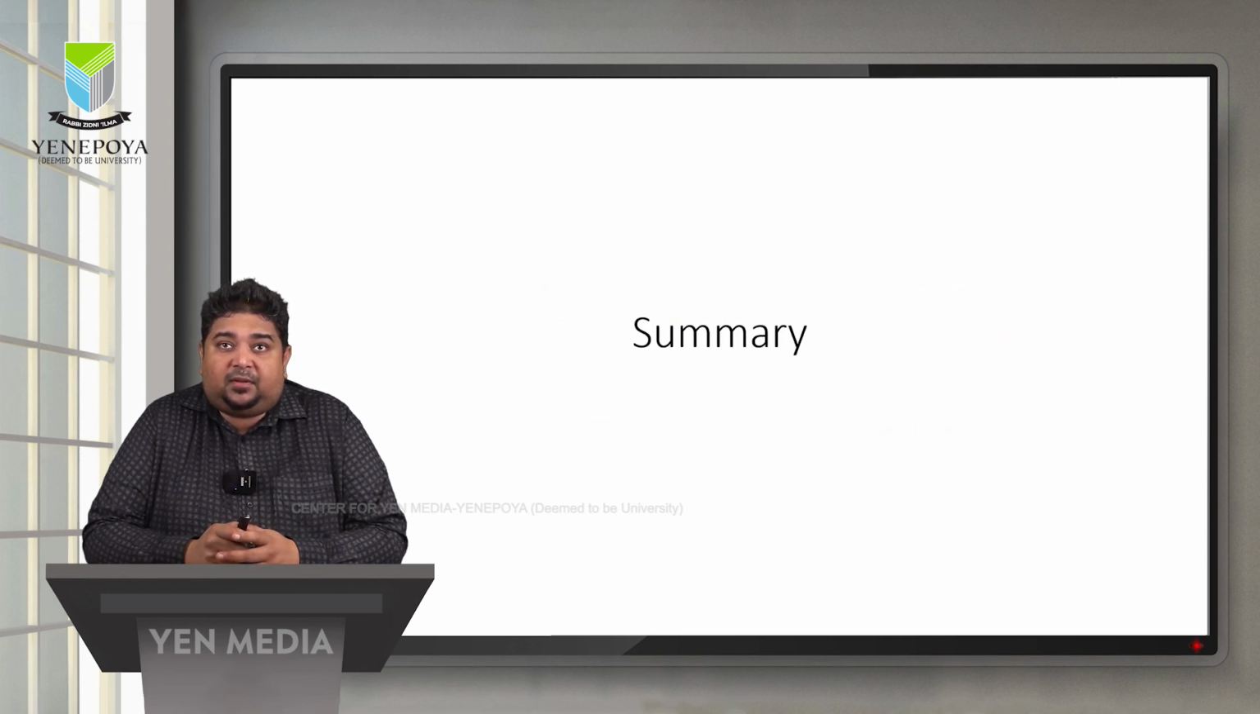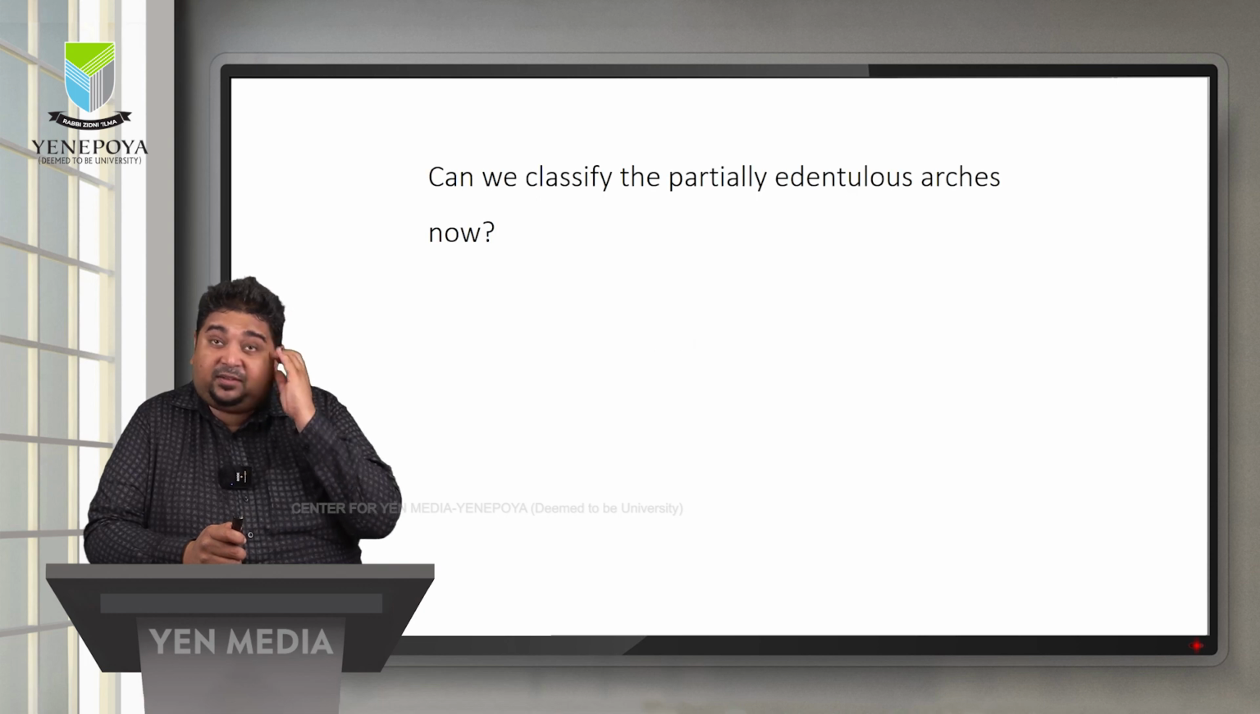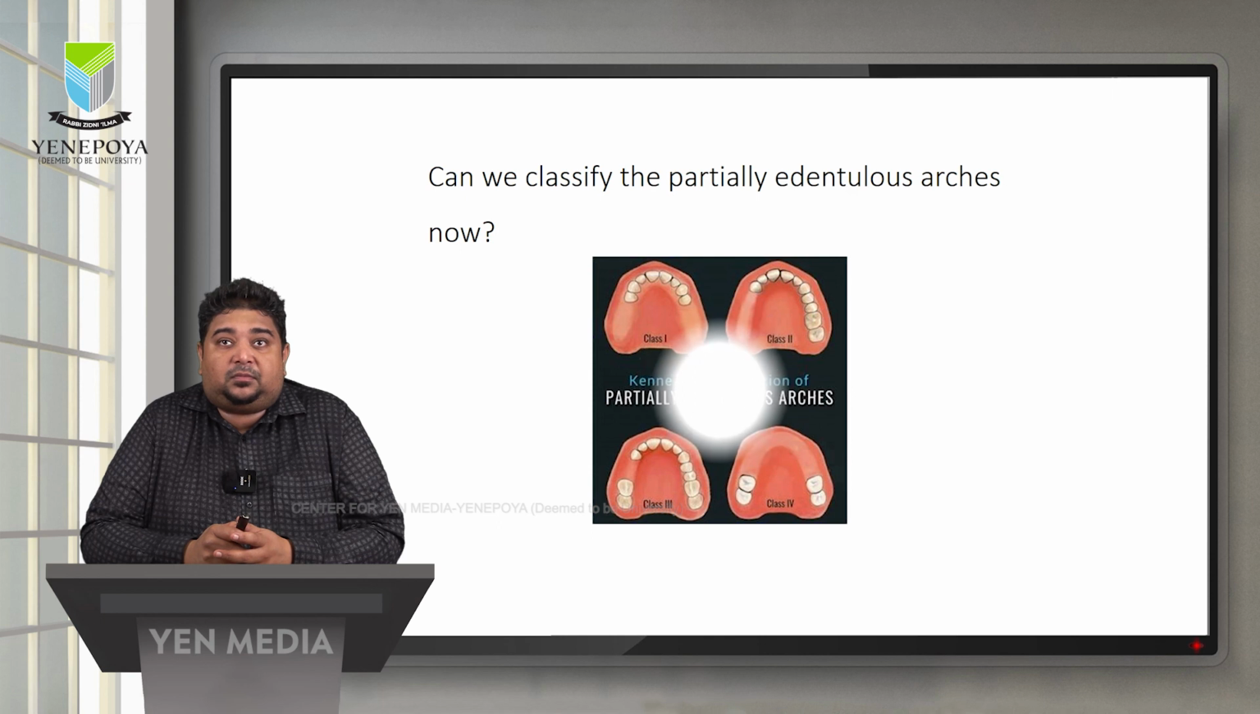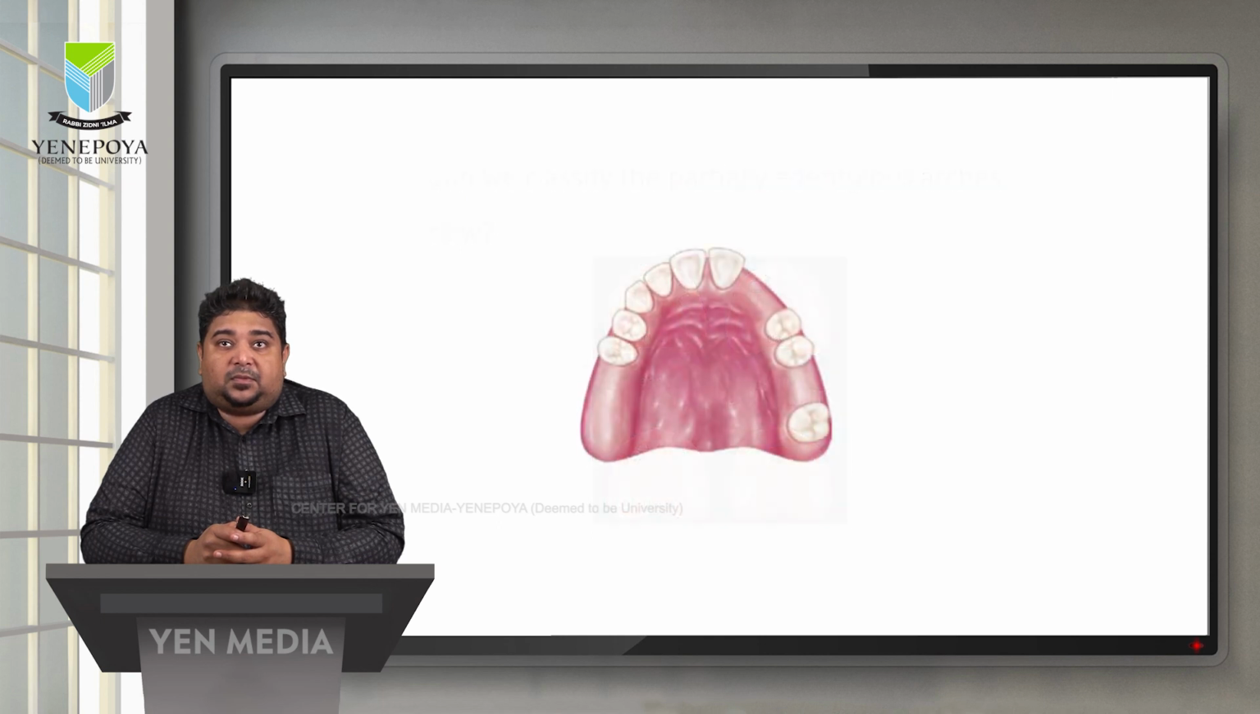To summarize, let's classify some edentulous arches now. So in this situation, as you can see, you have a single edentulous area. So basically it becomes a class 2 modification 2. So as you can see, there are 2 additional edentulous areas, so they'll be denoted by a number. So basically it says this is a class 2 mod 2.